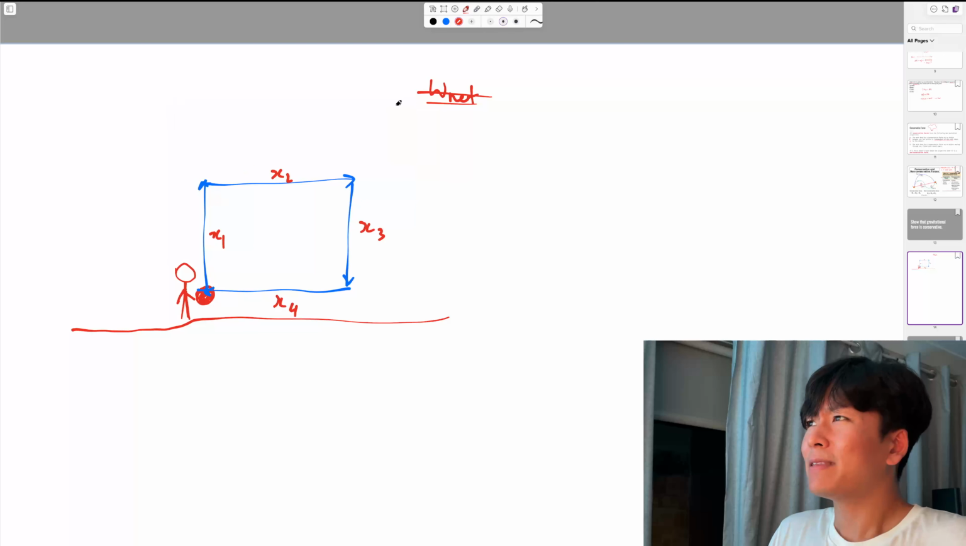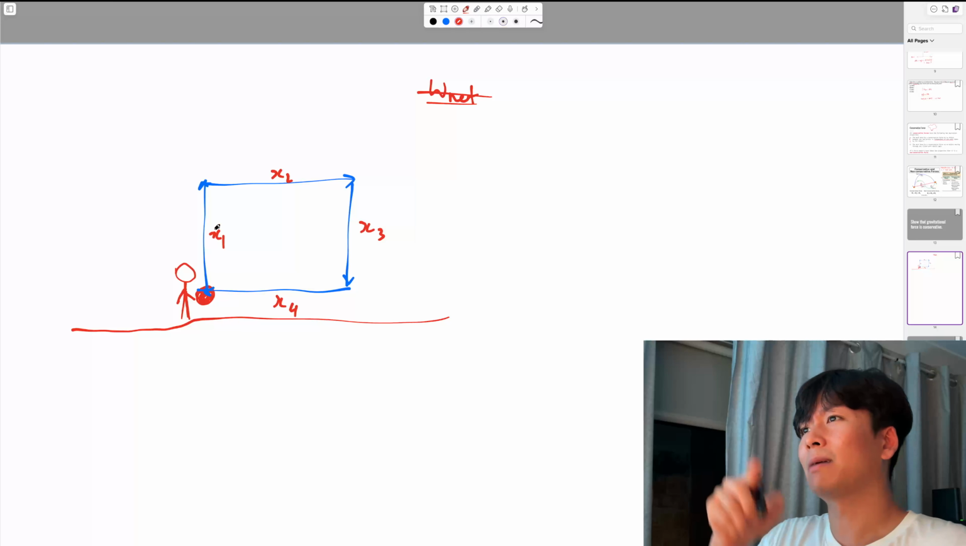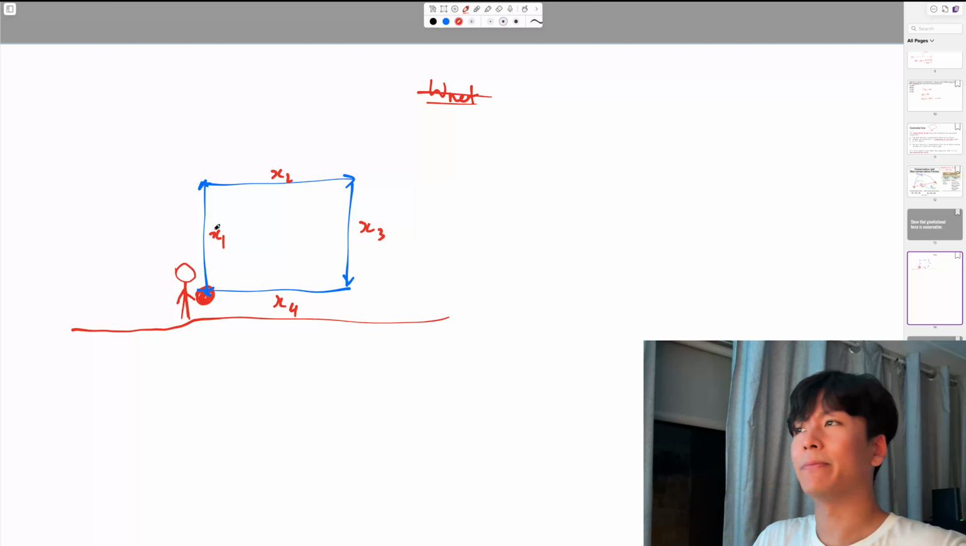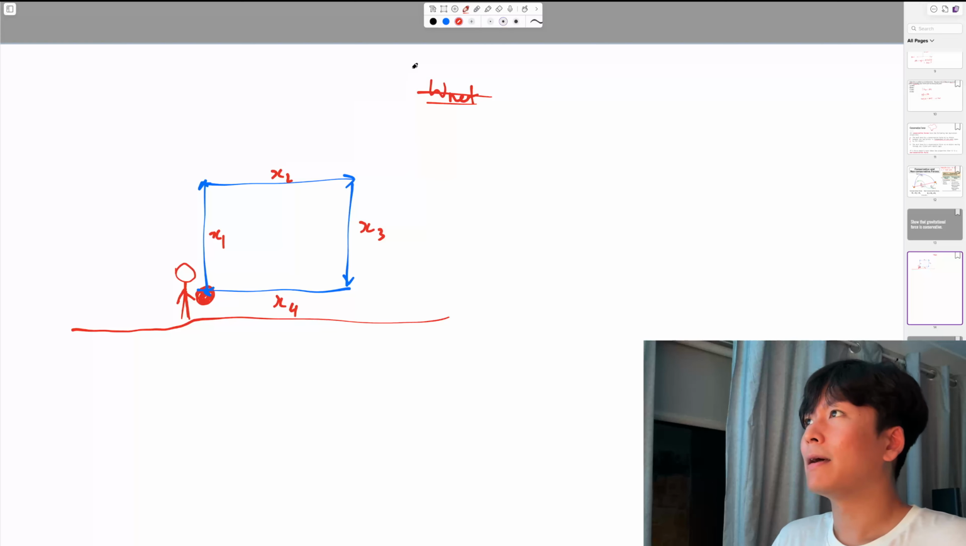So instead of net work, let's just call it the work done by gravity in each path here. And then I'm just going to sum up all the work done by gravity at the different points. The ball, the gravitational force is always going to act down.